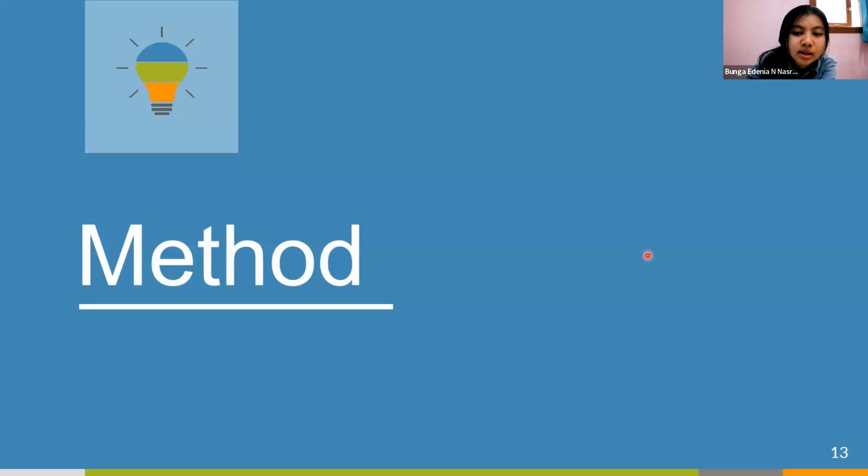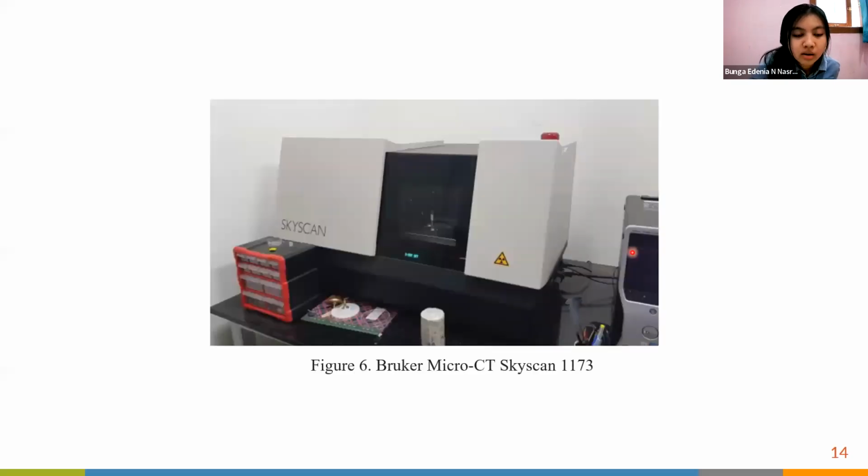Next is the method that we use in this research. The concrete samples were scanned using the Bruker micro-CT scan 1173, as shown in figure 6. From this process, a set of projection images will be obtained, and after that we will reconstruct these images. So we will get the reconstructed image, and I will use several software to analyze the microstructure of our concrete sample.